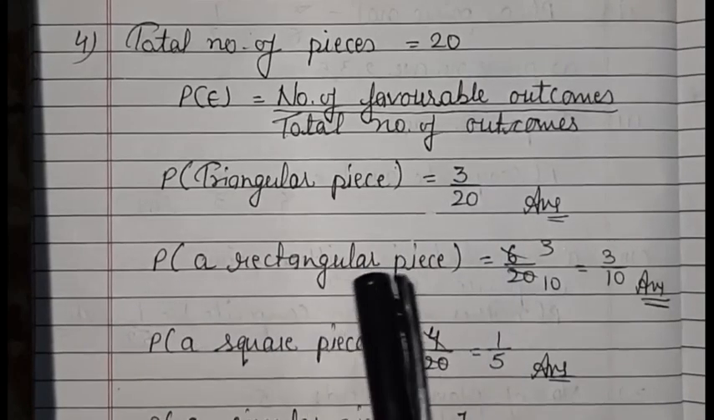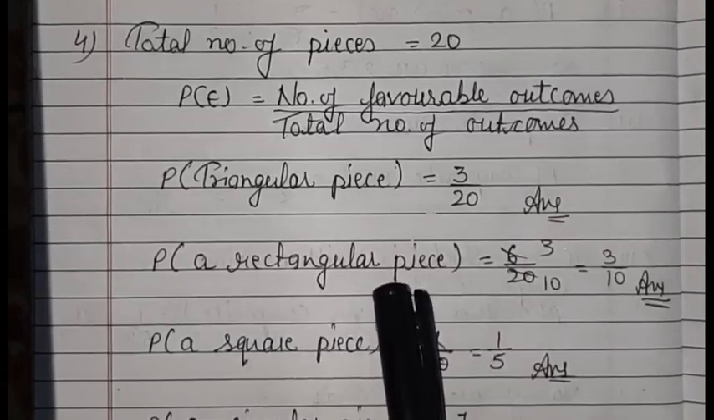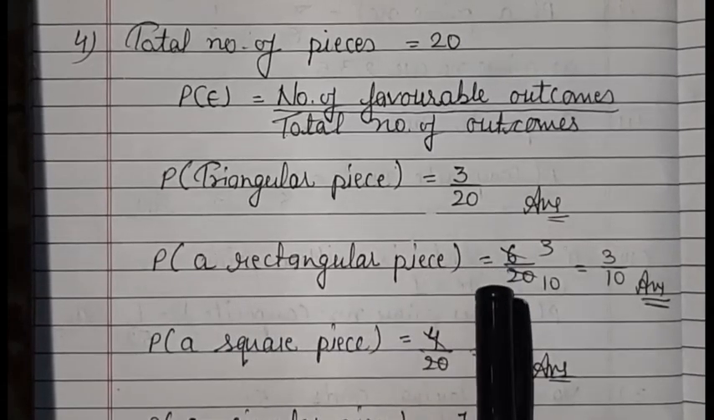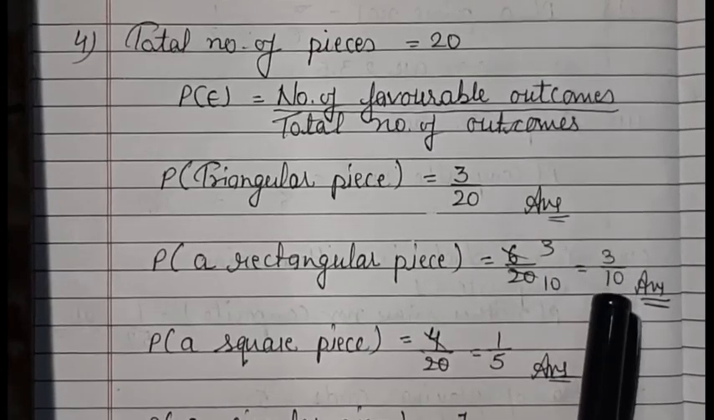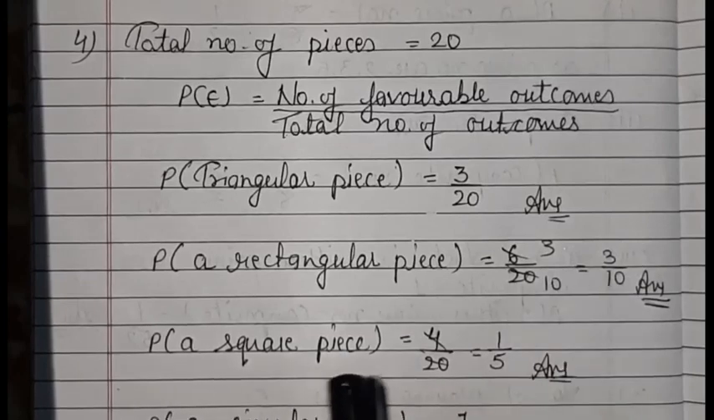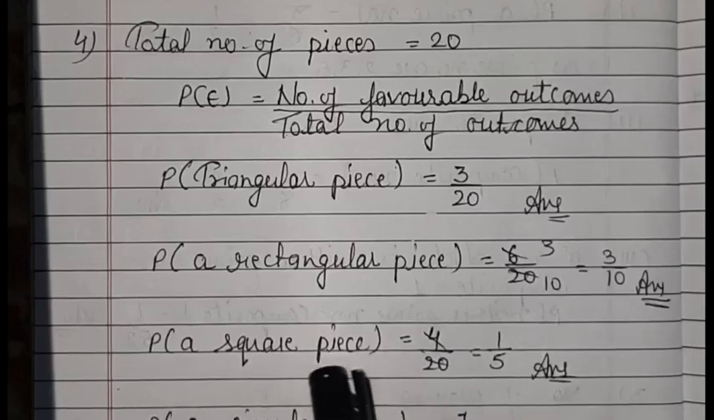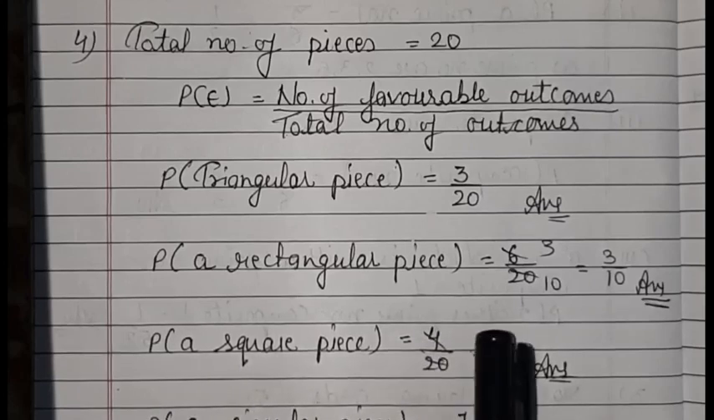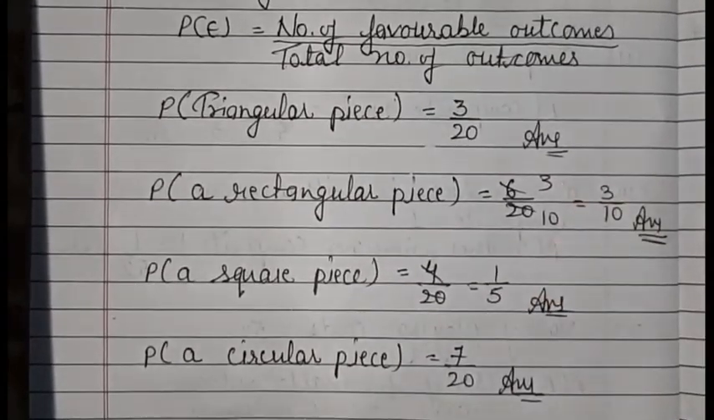Similarly, probability of a rectangular piece, there are 6 pieces which are rectangular in shape. So probability of a rectangular piece is equal to 6 by 20. When we convert into simplest form it comes to 3 by 10. Similarly, probability of a square piece, there are 4 square pieces. So probability of a square piece is 4 by 20, which is 1 by 5. Similarly, probability of a circular piece is equal to 7 by 20 because there are 7 circular pieces.